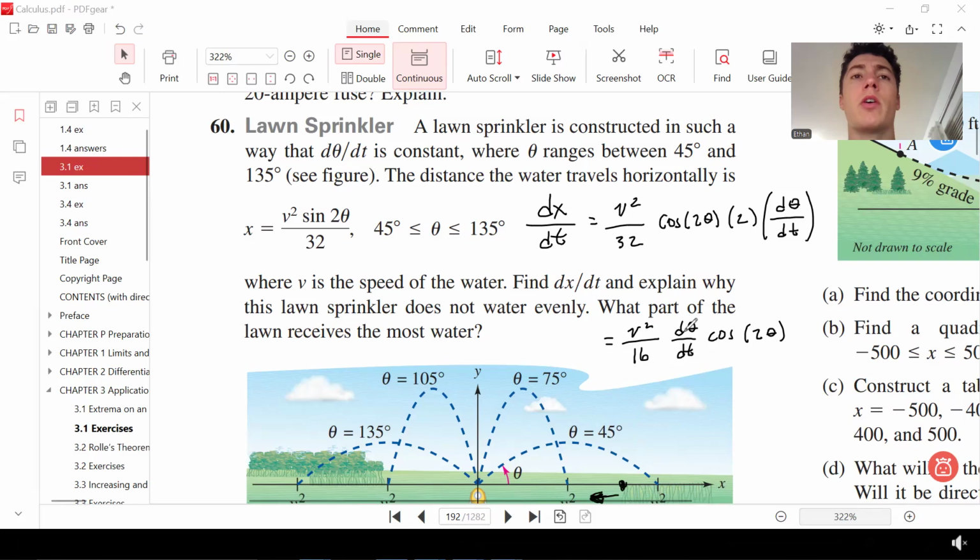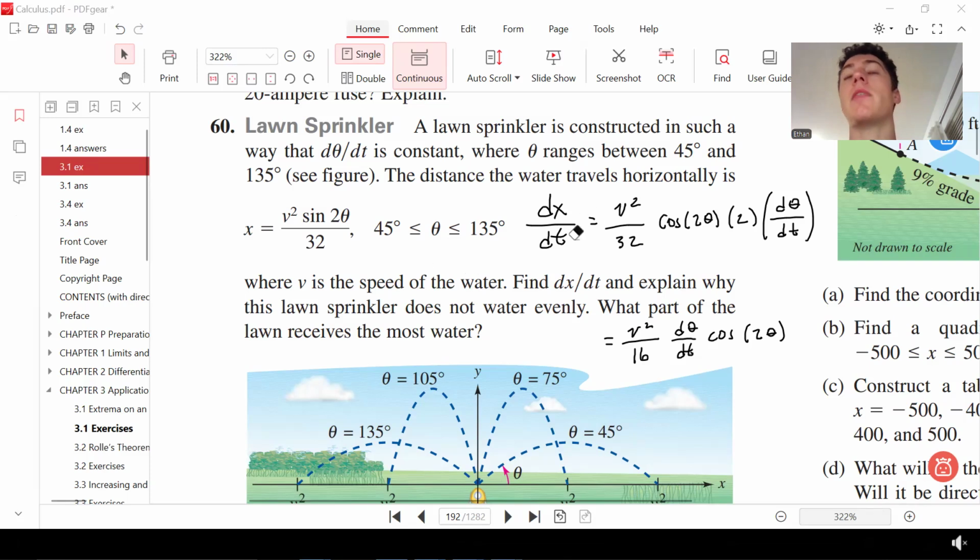Now it says what part of the lawn receives the most water. Okay, well, to see where we're receiving the most water, we need to find where dx/dt is a minimum. Because if we are traveling slower over this horizontal distance, let's say we're going really quickly here, and then we're moving really slowly here, and then we're moving really quickly again, which is actually what happened. So it kind of gave away the answer. But wherever we're moving slower is where we're watering more of the lawn. So we need to find where we're moving the slowest.